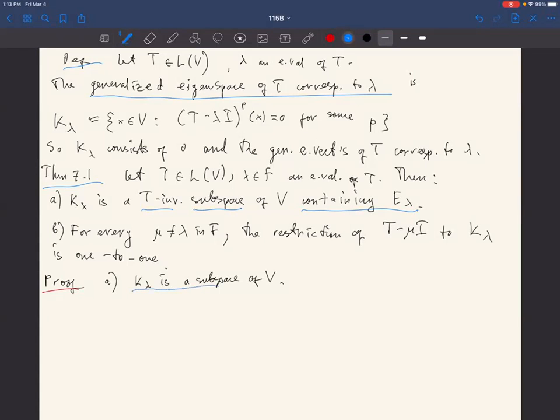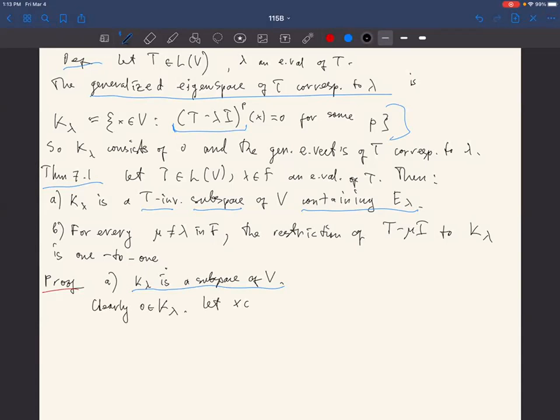So, how do we check it? As usual, we just have to check it's closed under addition and scalar multiplication, and contains 0. So we have that 0 is in K lambda, just by definition, right? If you look at this definition, plugging in 0 obviously satisfies it because we have a linear map. So it is equal to 0 when x is equal to 0. Okay, so we have 0 is in it.